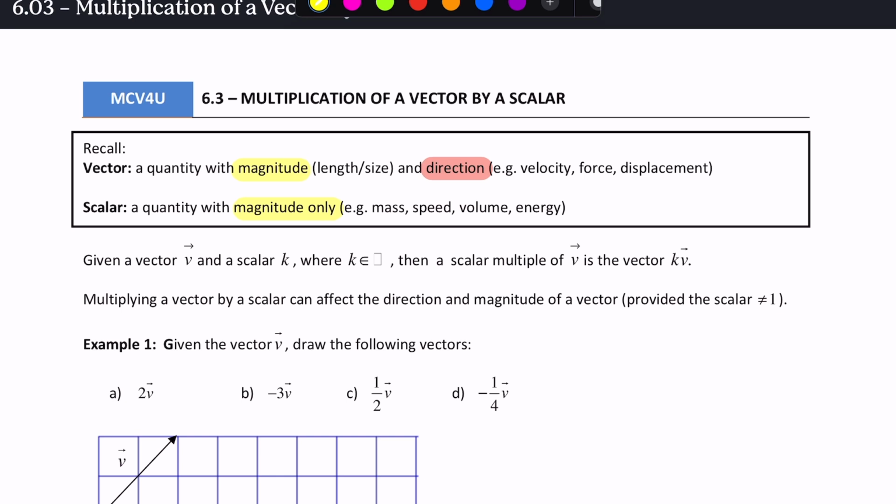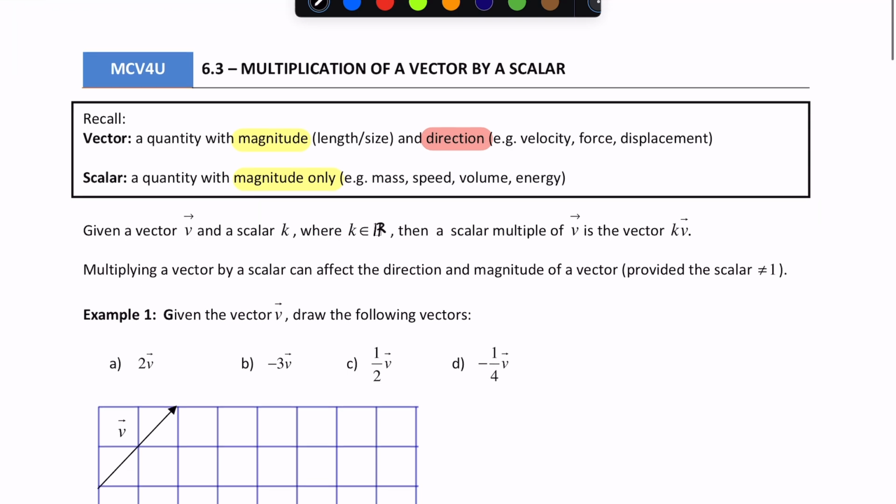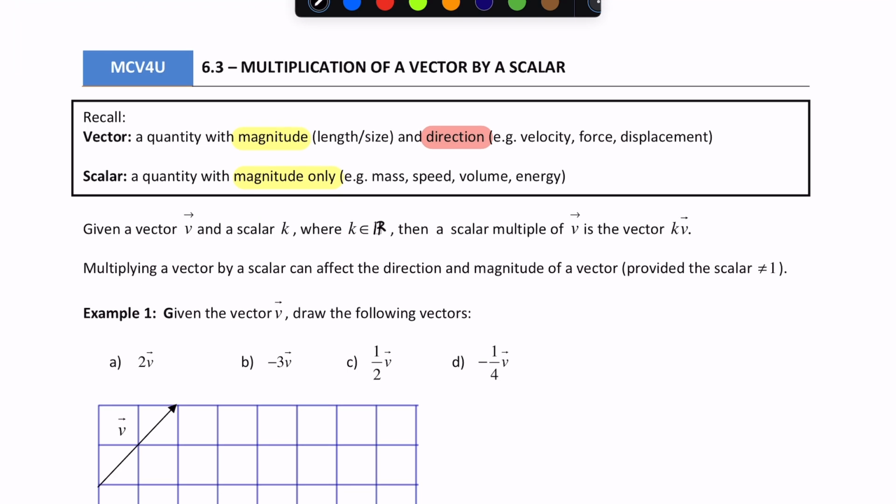Given a vector v and a scalar k, where k is an element of the real numbers, then the scalar multiple of vector v is the vector k times vector v. Multiplying a vector by a scalar can affect the direction and the magnitude of a vector, provided that the scalar being multiplied is not equal to 1.